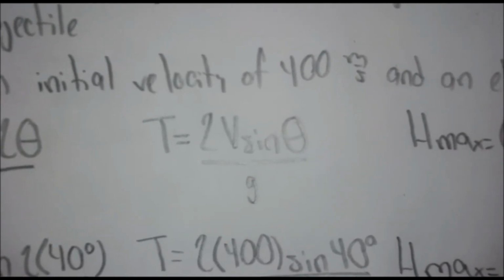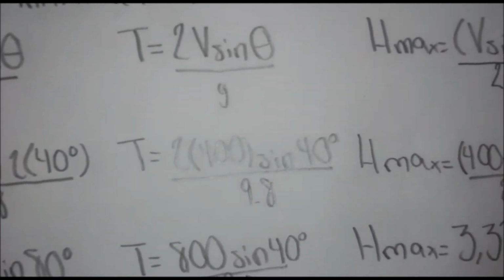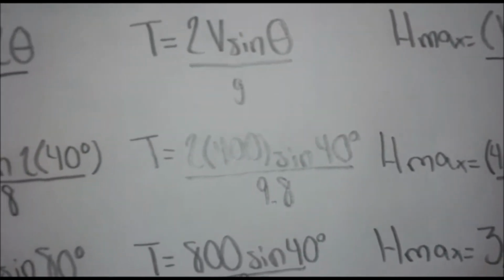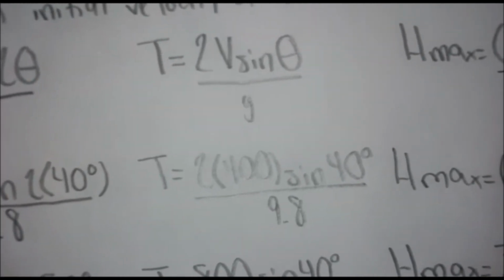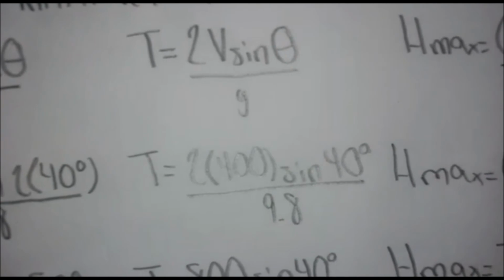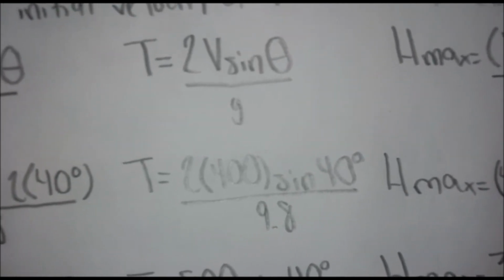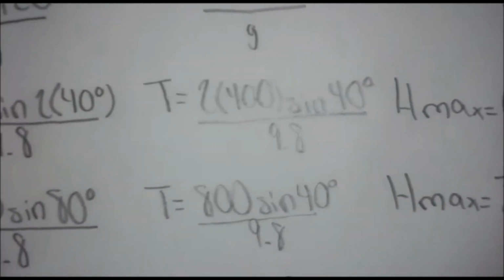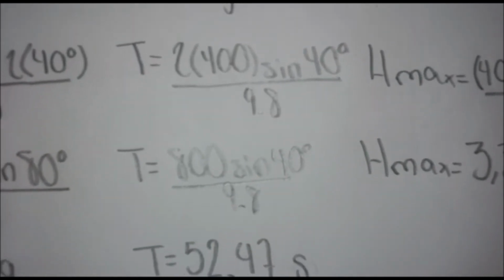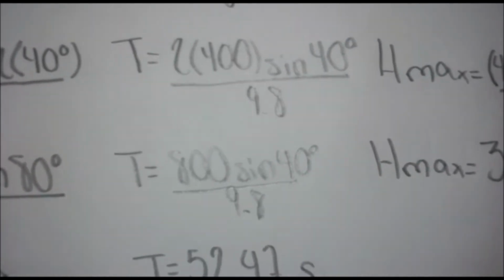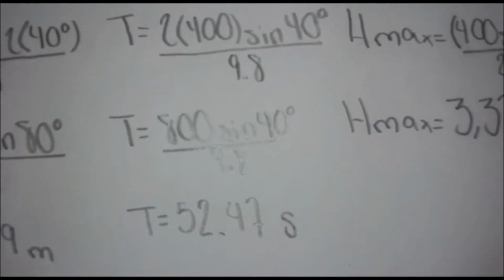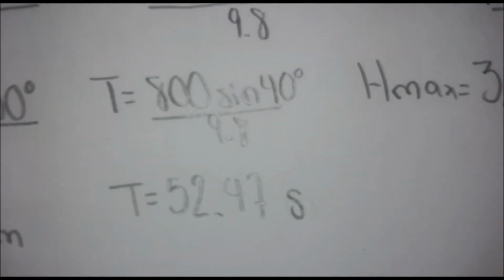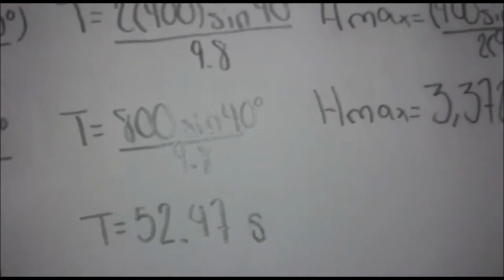So for the total time, we have this formula that total time is equal to 2 times the velocity times the sine of the angle over the gravity. So we make the substitution, that is total time equals 2 times 400 times sine of 40 over 9.8. Solving it a little, we have that total time is equal to 800 sine of 40 over 9.8, and the total time is equal to 52.47 seconds.